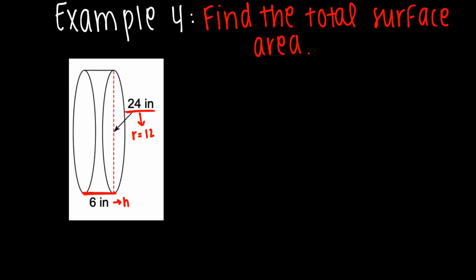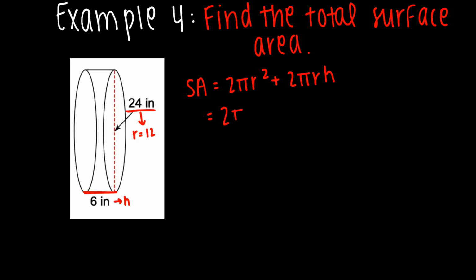Again, this is like example 3 where we can just find and plug everything in. So surface area is 2 pi r squared plus 2 pi r h. So I'm going to plug everything into my formula that I know. 2 pi. My r is 12, so 12 squared plus 2 pi. I already said my r was 12. Times my height, which is 6.